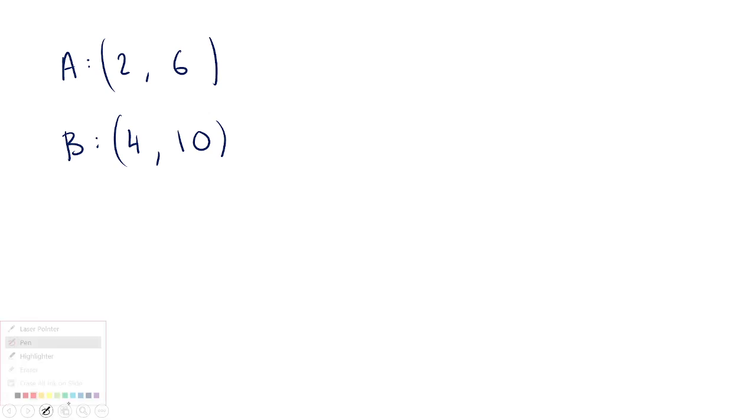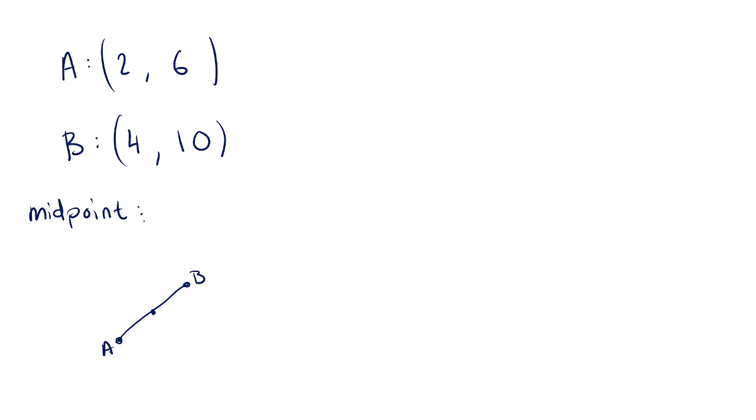So if I have the two coordinate points A and B and I'm asked to find the midpoint, what we are looking for is the point that is exactly halfway between A and B here, the midpoint. And you could potentially do this by eye sometimes.